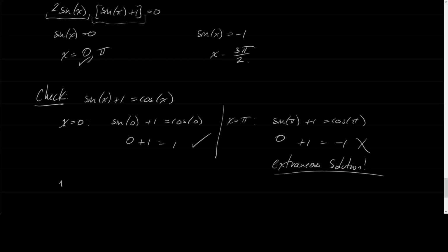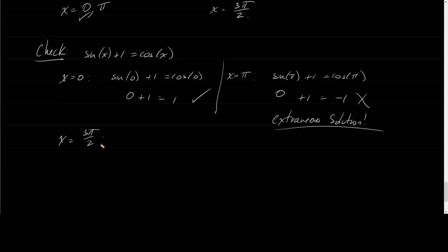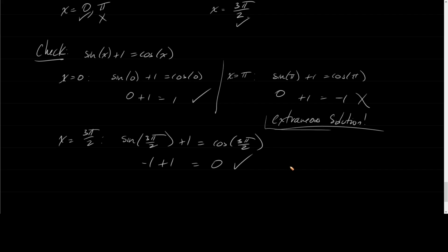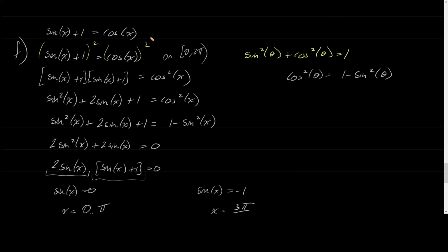And lastly, let's check the last one, 3 pi over 2. This would yield sine of 3 pi over 2 plus 1 is equal to cosine of 3 pi over 2. Now sine of 3 pi over 2 is negative 1. Cosine of 3 pi over 2 is 0. Negative 1 plus 1 is equal to 0, so that works. So from our original possibilities, only 2 of them are actual solutions, and the other one is an extraneous solution. Again, that might happen anytime you square both sides of an equation.